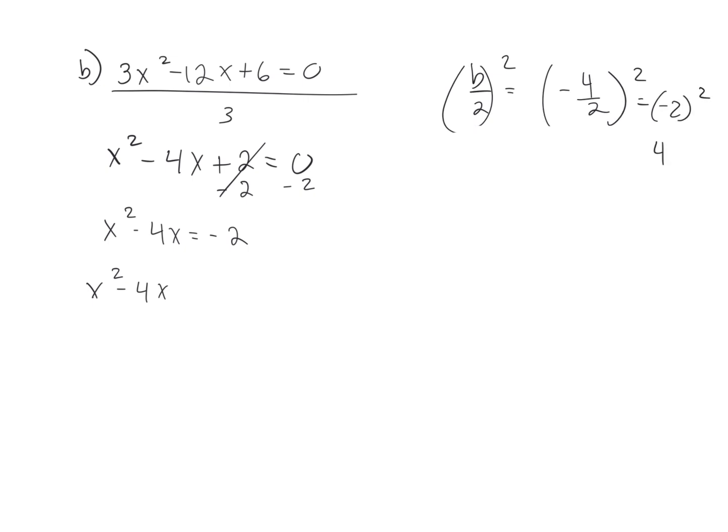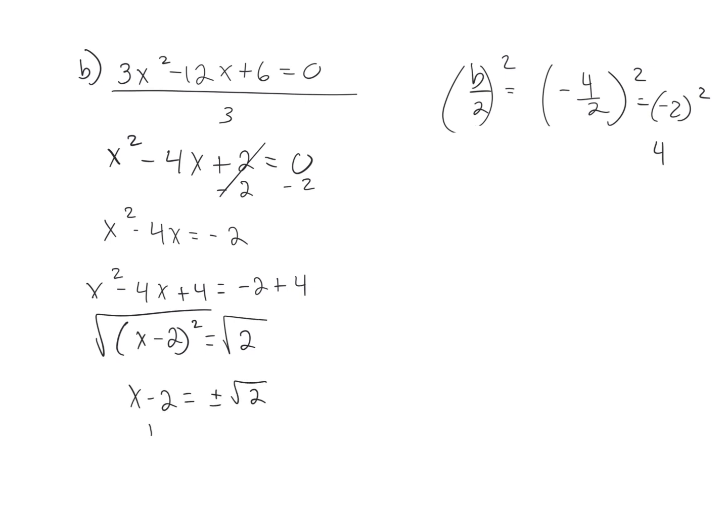So wherever there's a b over 2 squared in the formula that I gave you in the last slide, I'm just going to go ahead and put a 4. So plus 4 equals negative 2 plus 4. We factor the left side, and it becomes x minus 2 squared equals 2. Then I take the square root, and I get x minus 2 is equal to plus or minus root 2. I'll add the 2 on both sides, and I'm left with x is equal to 2 plus or minus root 2, and that would be your final answer.